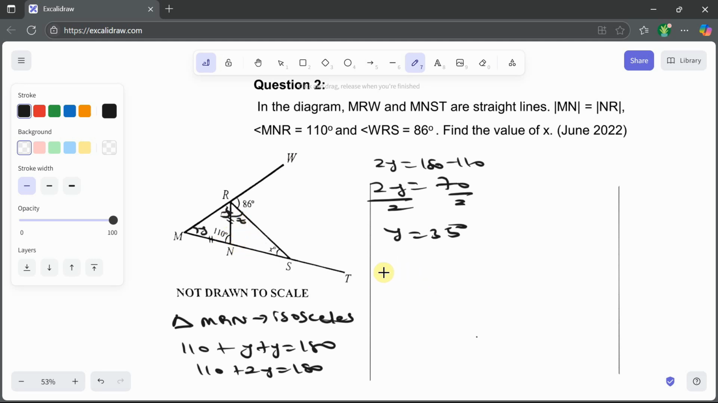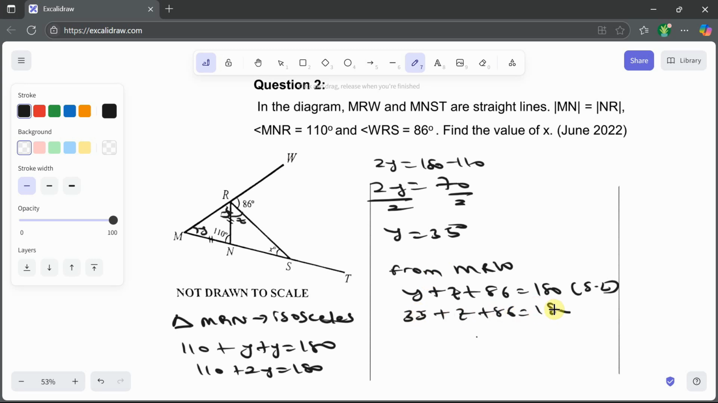So I could say from MRW, y plus z plus 86 should give me 180 degrees. Why? Because it's a straight line. The sum of angles on a straight line is 180 degrees. So y is 35, plus z, plus 86 is equal to 180 degrees. And this will give you 121 plus z is equal to 180. So z will be equal to 180 minus 121, and that will give you 59 degrees. So this z value is 59 degrees.